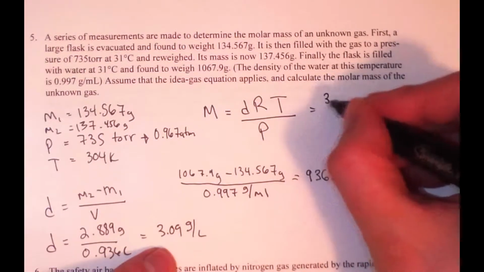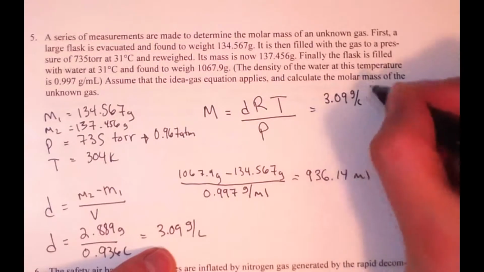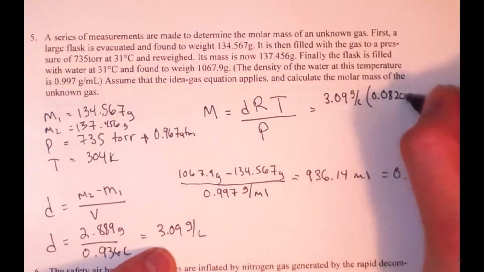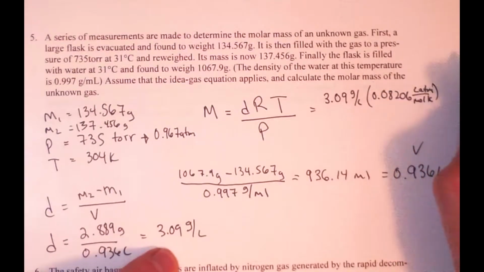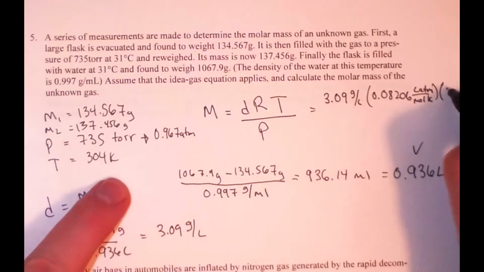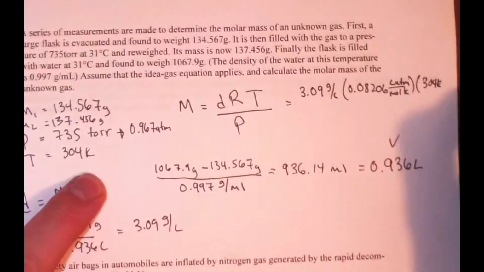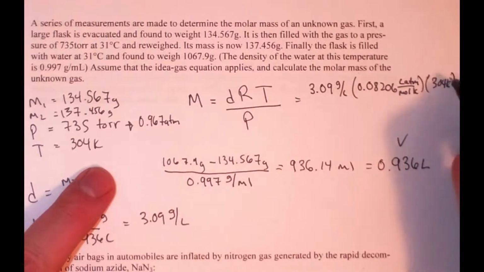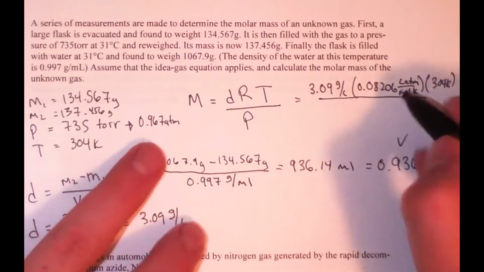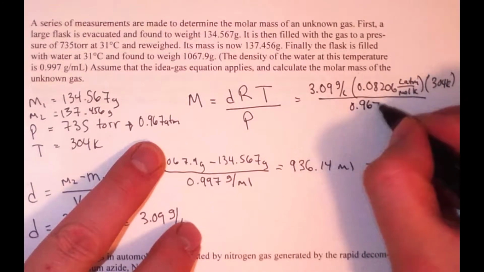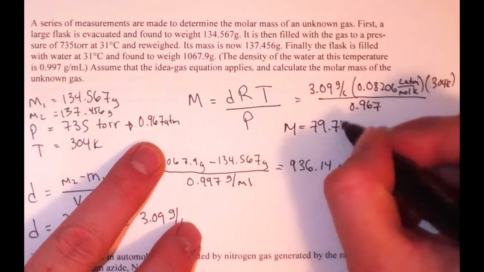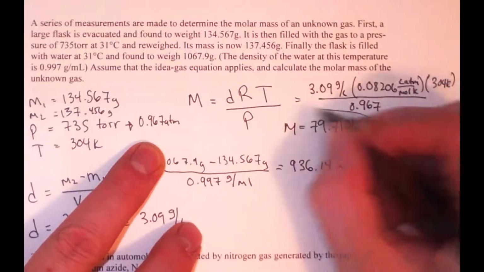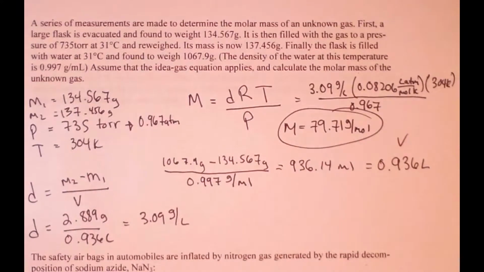So density, ideal gas constant, temperature, and the pressure. So the molar mass of the gas is 79.71 grams per mole.